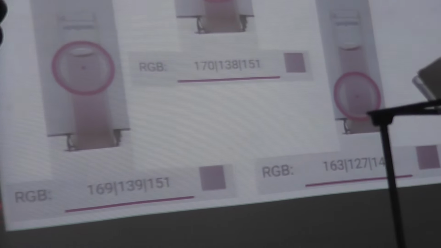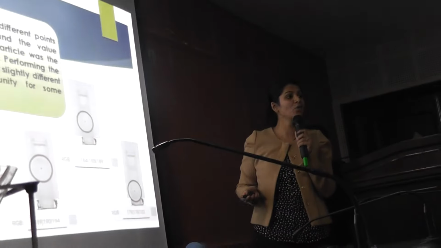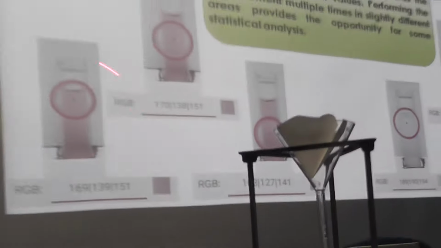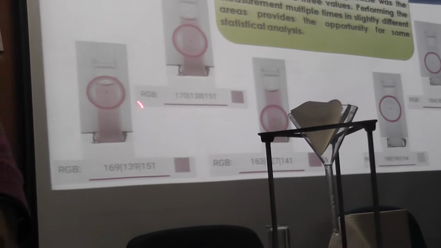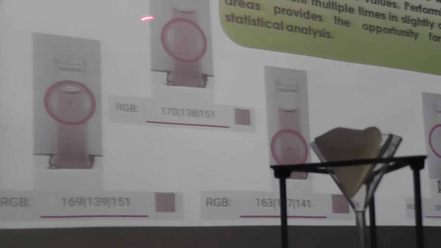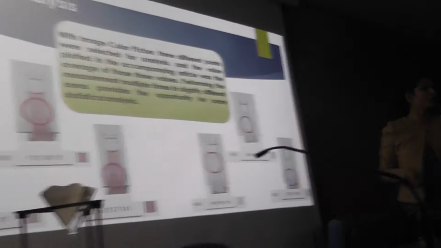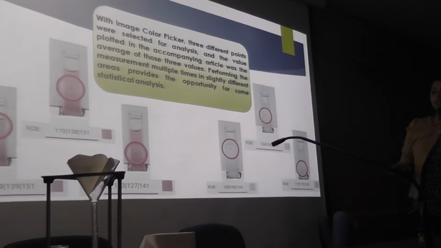See, 3 values are coming: R, G, B. R corresponds to the red value, G corresponds to the green value, and B stands for the blue value. So we have taken the green intensity value, and we have chosen 3 locations in this sample. This is 1, this is 2, and this is 3. This is just for statistical analysis. It's always good to take the average, because one is definitely not going to give you the correct value. So this is the first.